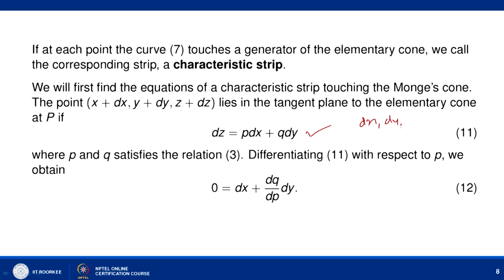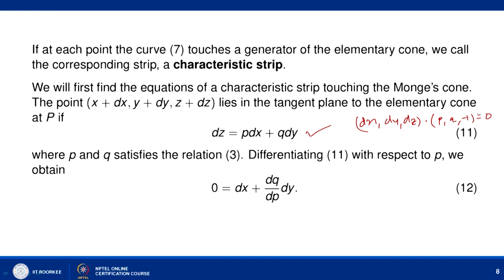So the point x plus dx, y plus dy, z plus dz, which lies in the tangent plane of the elementary cone at P, if it satisfies the following relation. So if this point lies in the tangent plane, it must satisfy dz equal to p dx plus q dy. So it is quite easy to find out: (dx, dy, dz) dot (p, q, minus 1) has to be 0.